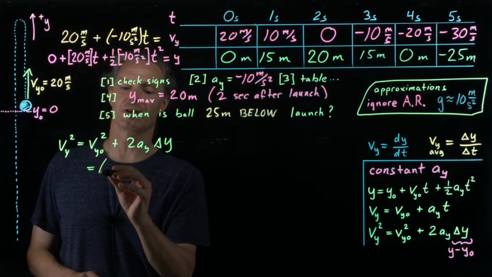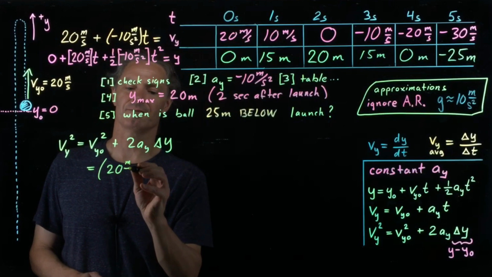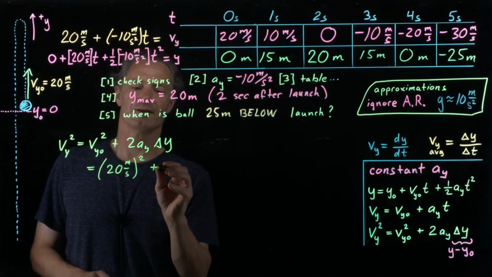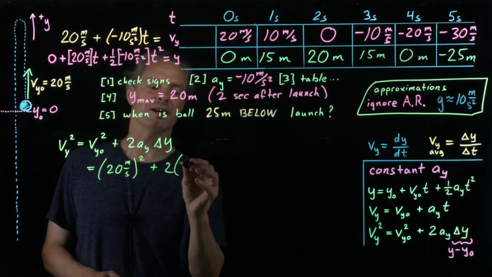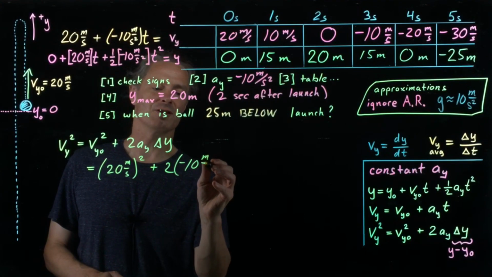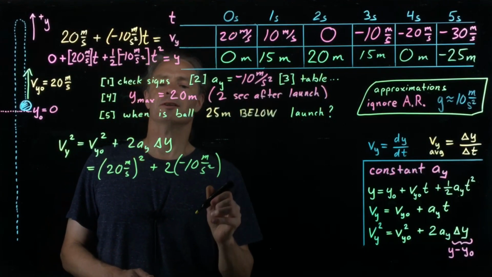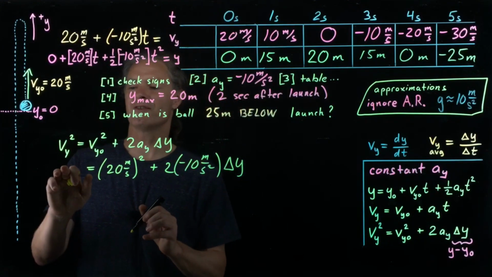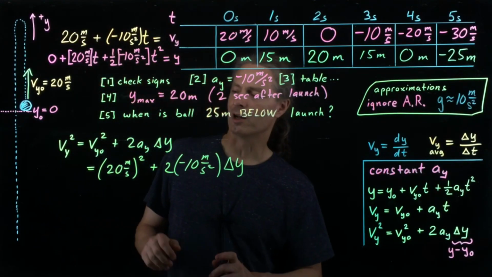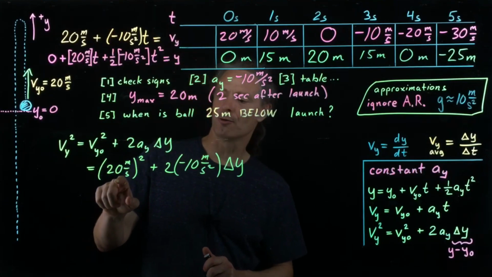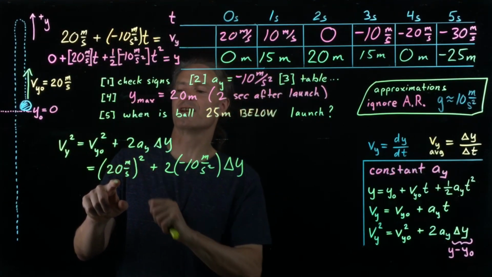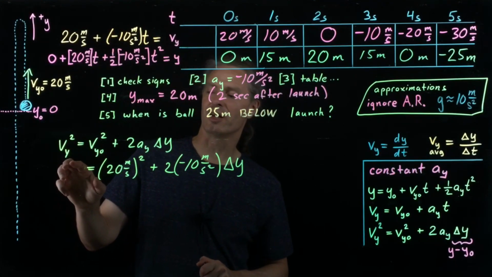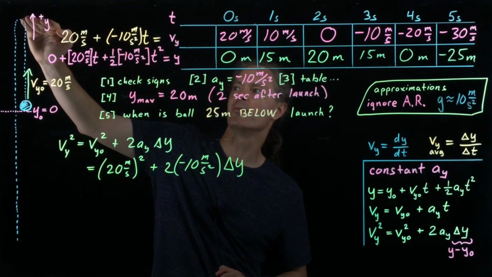V sub y 0 is 20 meters per second, so we have to square that. I have 2 a sub y. A sub y is negative 10 meters per second per second. I have my delta y, that's my unknown. And then my v sub y, what's that? Well, v sub y 0 is the velocity at time 0. V sub y is the velocity at time t corresponding to maximum height.